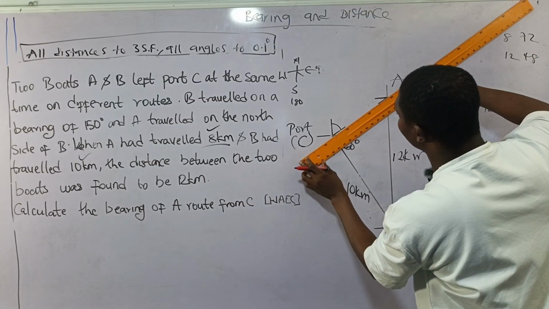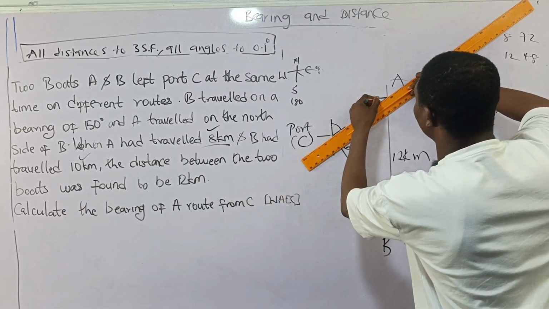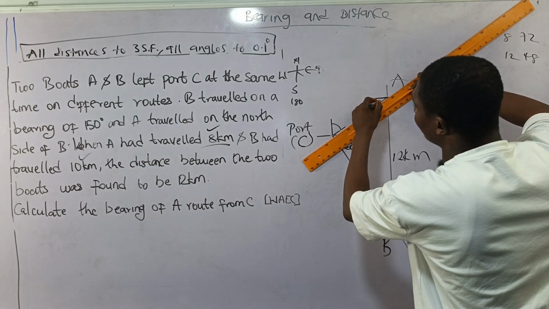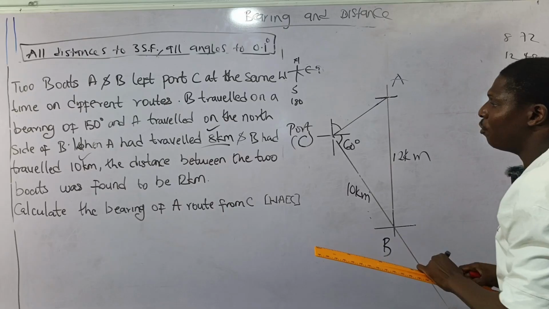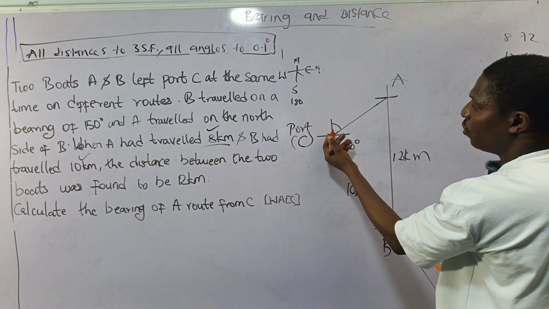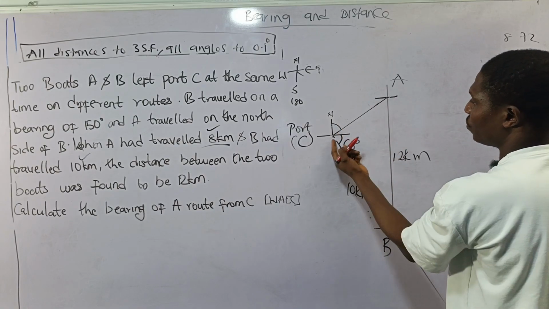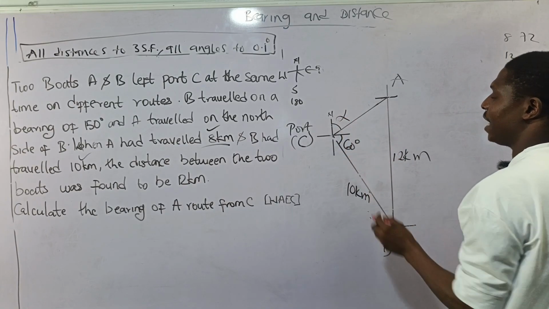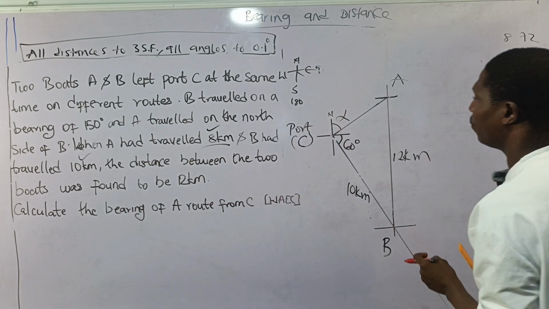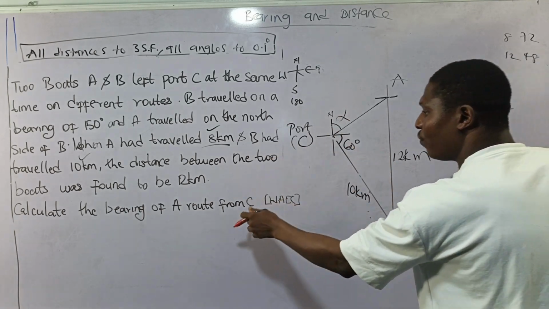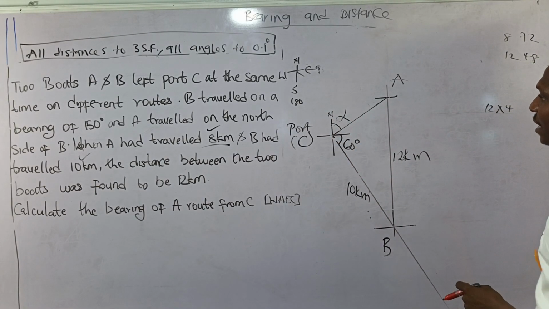So the bearing of A from C is simply the angle sustained between the north of C till it touches the line that connects A and C. I can take this as my alpha if I choose to, and this is the value of the angle, the bearing I'm looking for. Whatever this is, that's the bearing of A from C. Take note. Now, how do I get that?